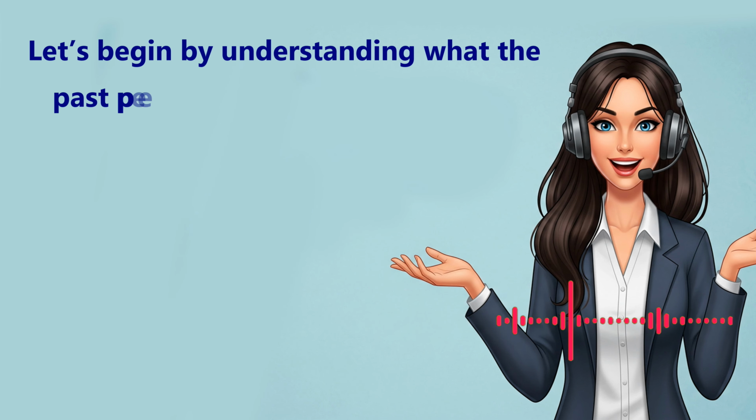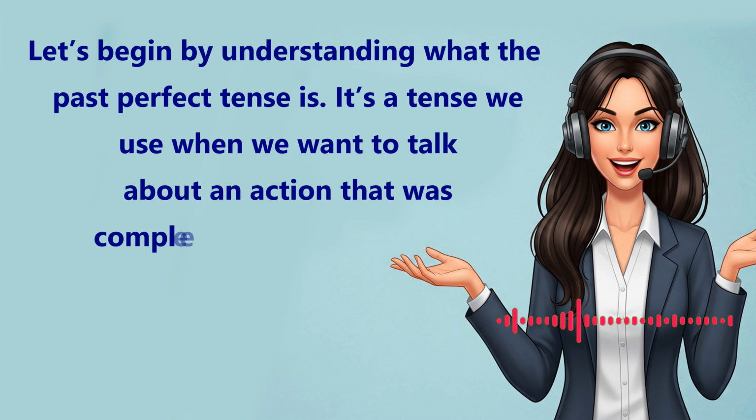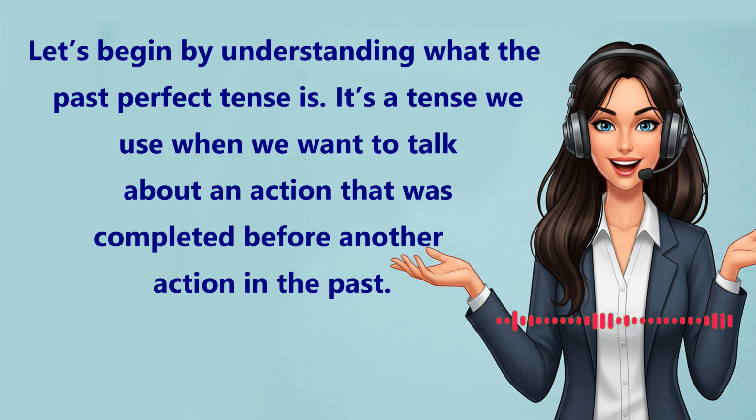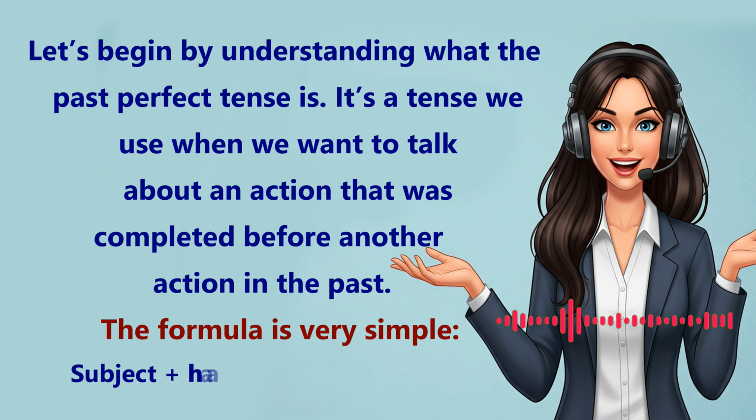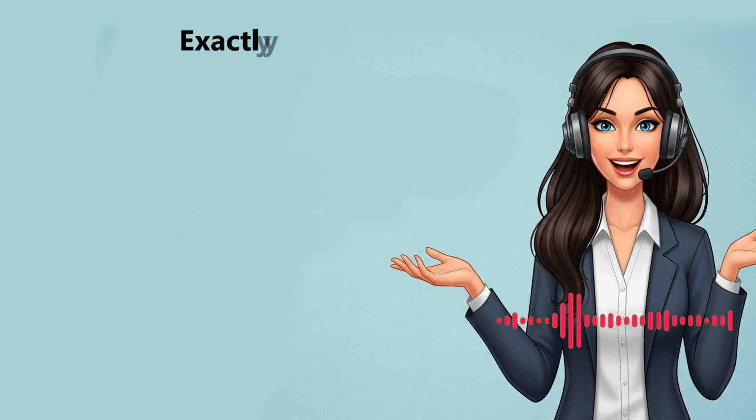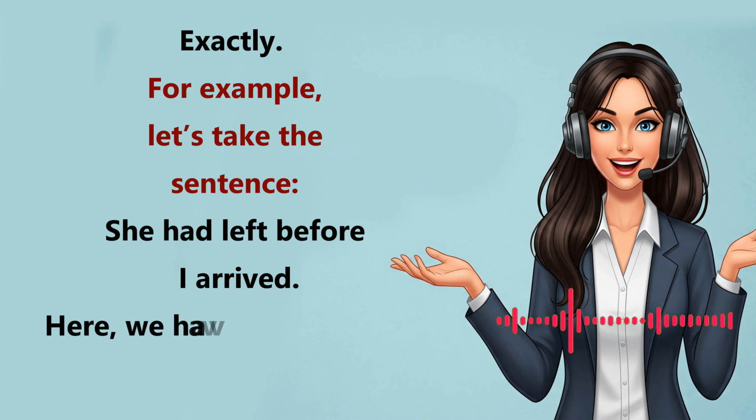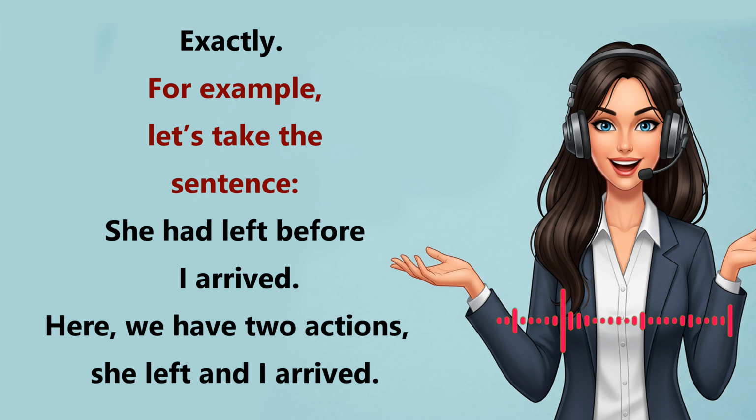Let's begin by understanding what the past perfect tense is. It's a tense we use when we want to talk about an action that was completed before another action in the past. The formula is very simple. Subject plus had plus past participle, V3. Exactly. For example, let's take the sentence, "She had left before I arrived."